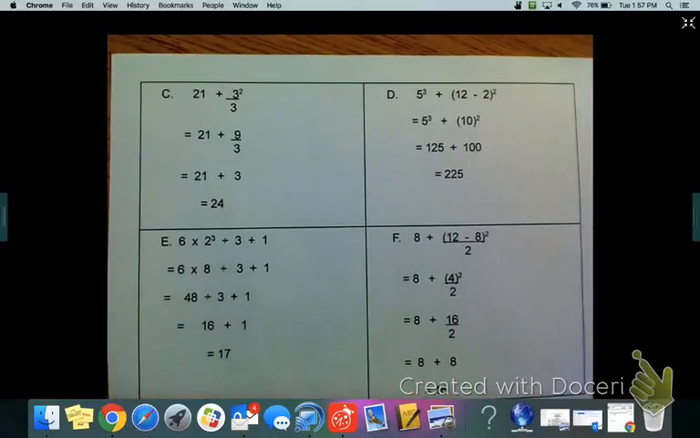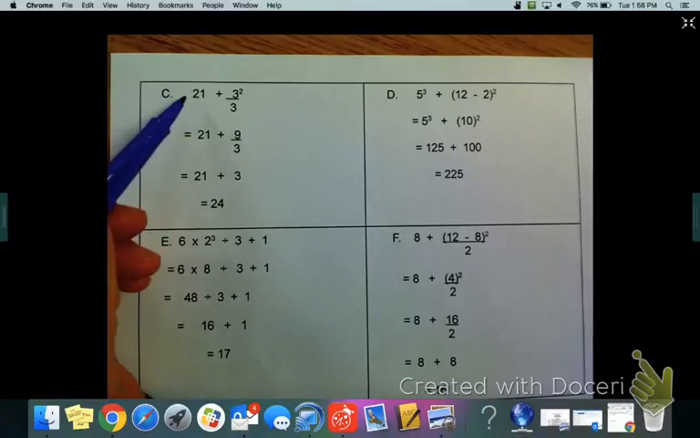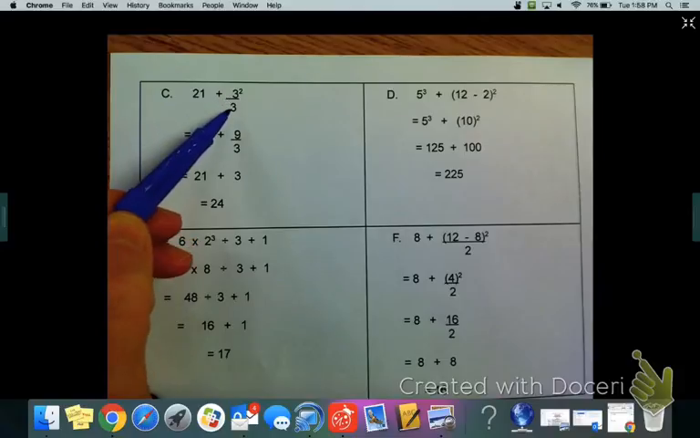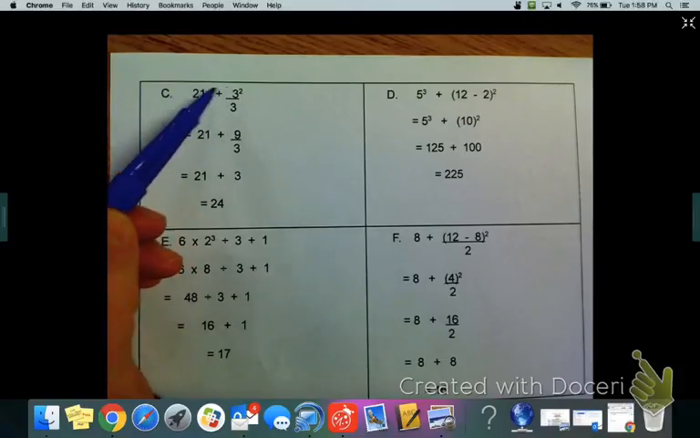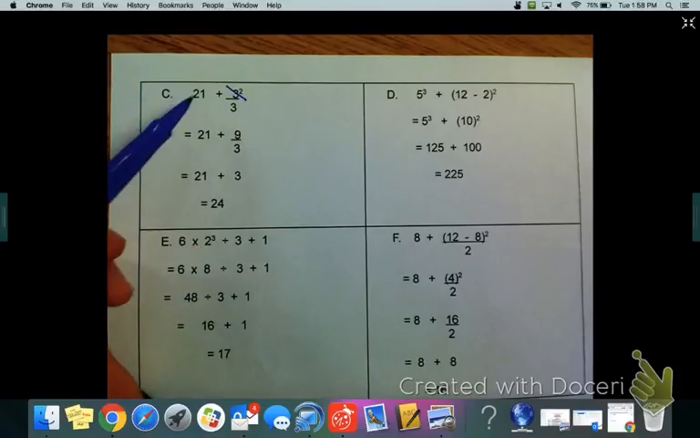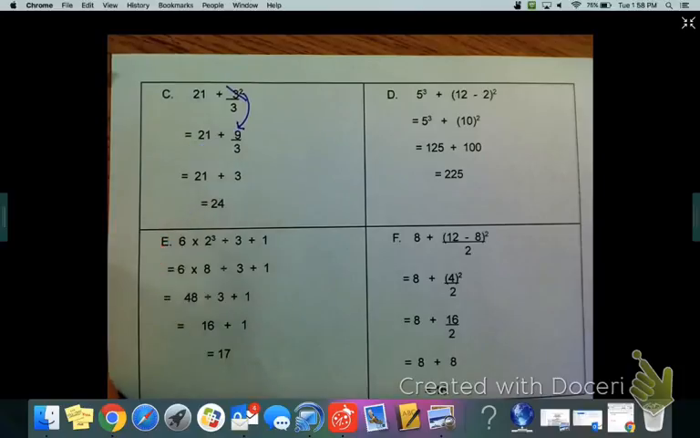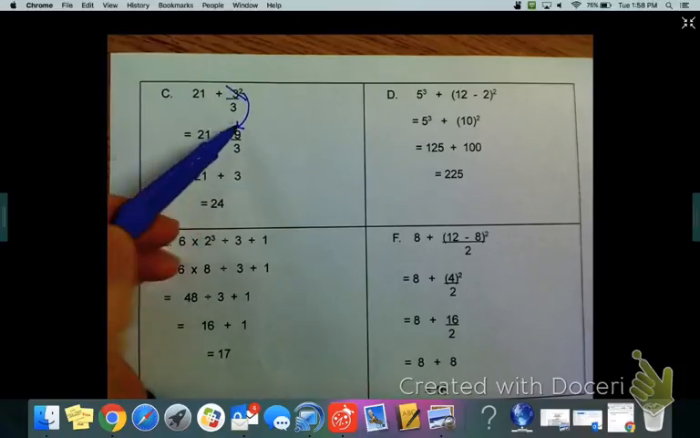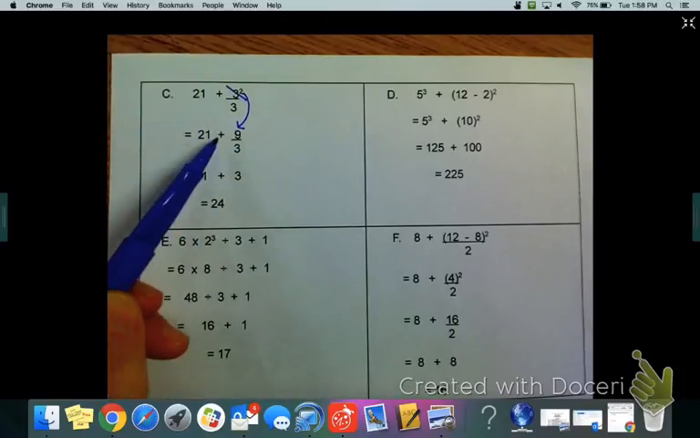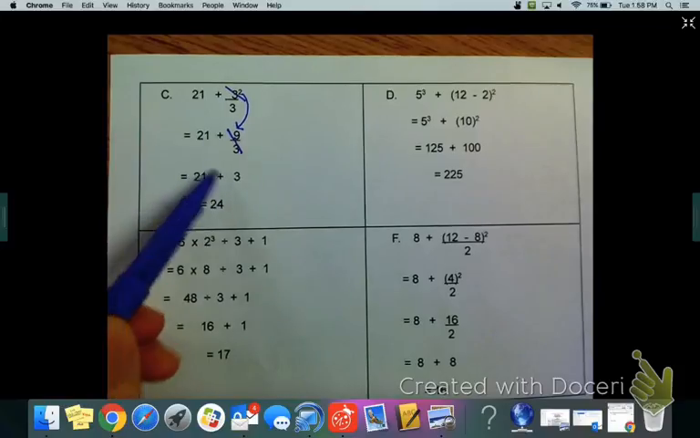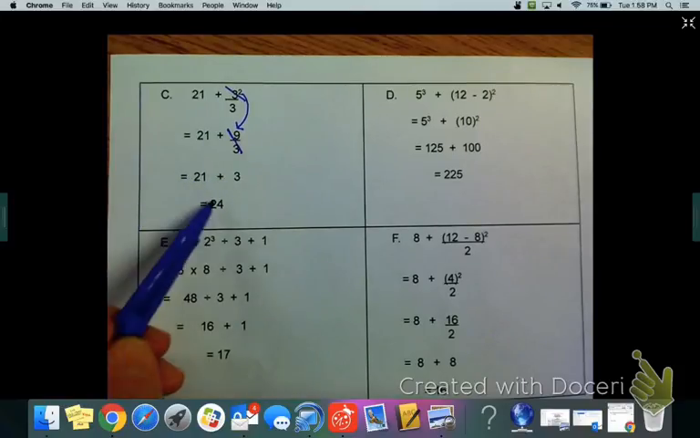In example C, I do not have grouping symbols, but you would read this as 21 plus 3 squared divided by 3. So we're using division this time, but it looks like a fraction. I still have to do exponents first, so I'm going to rewrite everything exactly the same except this exponent now is evaluated to 9. 3 times 3 is 9. The next step is to do the division. Division comes before the addition does, so 9 divided by 3 is 3. I rewrite everything. 21 plus 3 is 24.